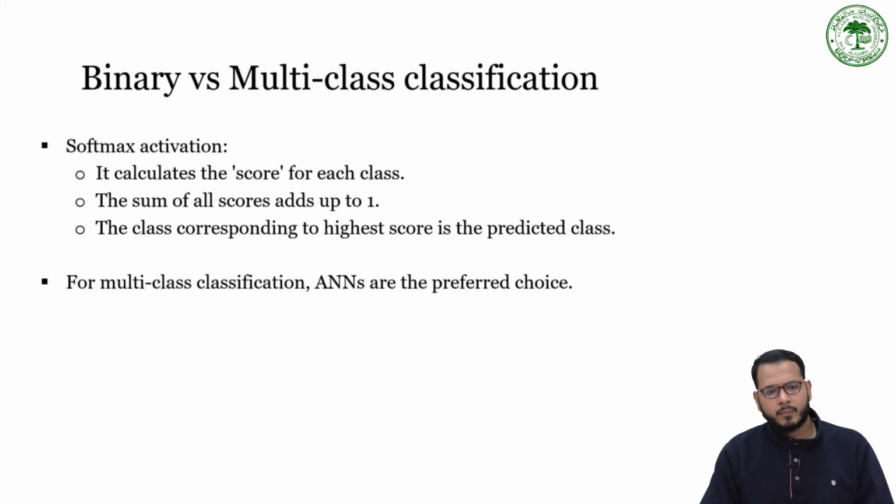Moving forward, softmax activation is a special activation function used at the output layer of an artificial neural network. What it does is it tries to assign a score to each possible class so that the sum of all the scores adds up to 1. Once the scores are assigned, the class corresponding to the highest score is the predicted class. As I mentioned earlier, for multi-class classification, ANNs are the preferred choice.